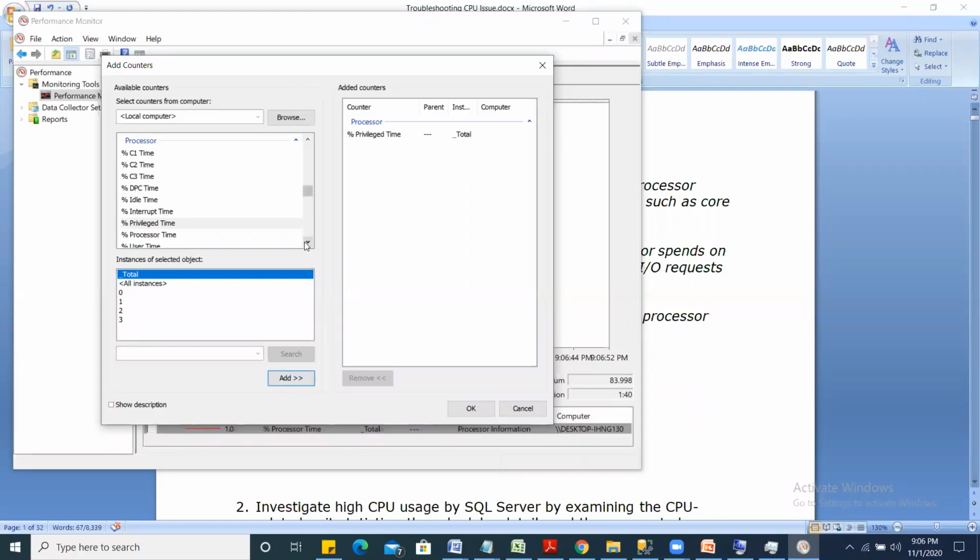Next, under Processor, you have user time. This specifies how much percentage of your CPU is being utilized by all applications installed on the server. Let us add it. The next counter of interest is available under the Process object, so look for the Process object.